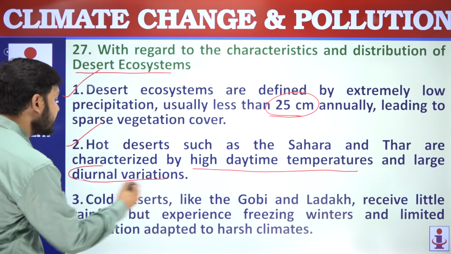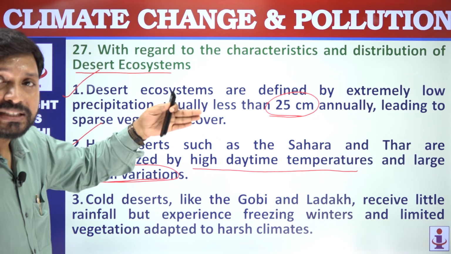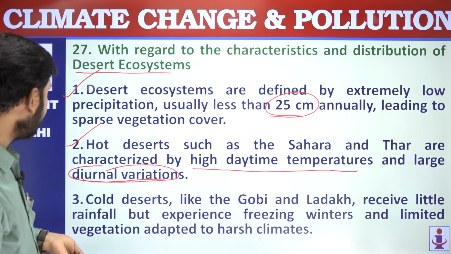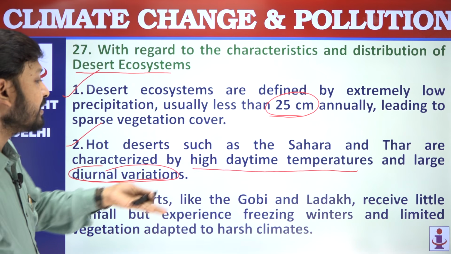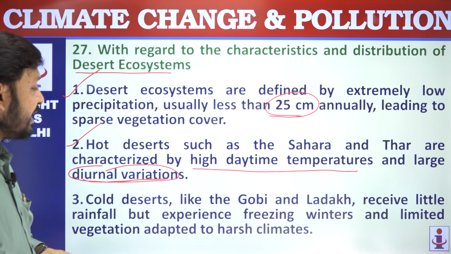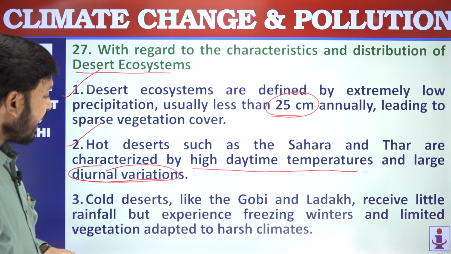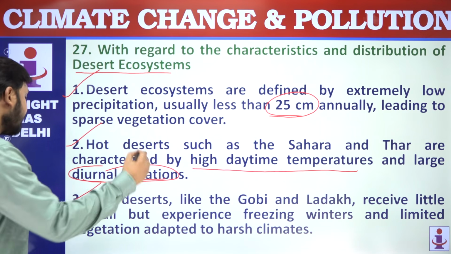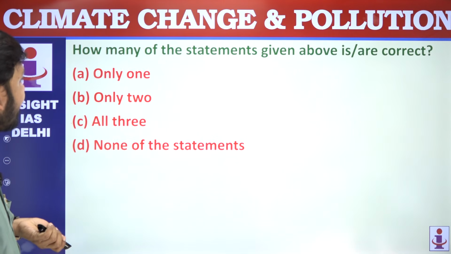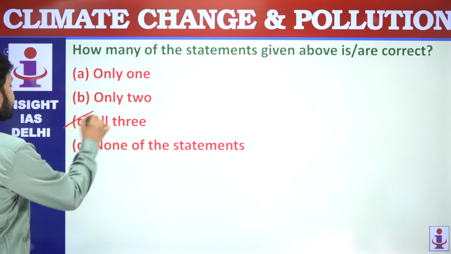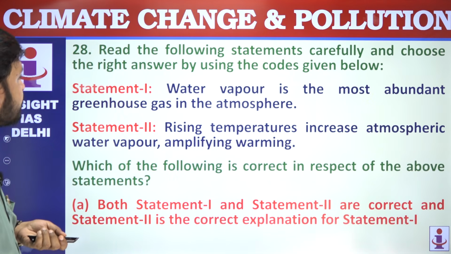The diurnal variation is nothing but the difference between the highest temperature of the day and the lowest temperature. Okay, so third statement. Cold deserts like the Gobi and Ladakh receive little rainfall but experience freezing winters, and limited vegetation is adapted to harsh climates. Yes, this is the right statement. So 1, 2, 3 all are right in our case, and they are asking for the correct one. So all 3 are right, which is there in option C. Let's go to the next one.